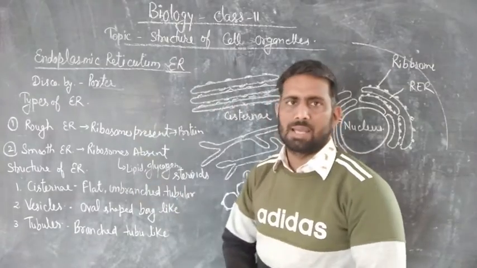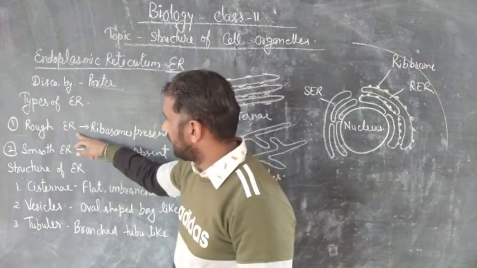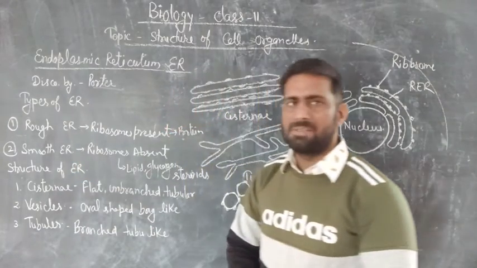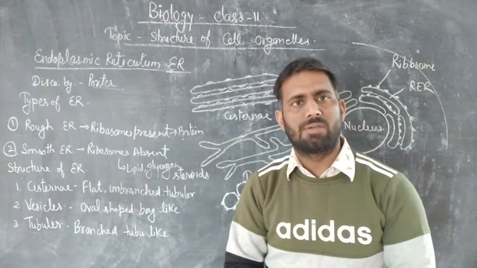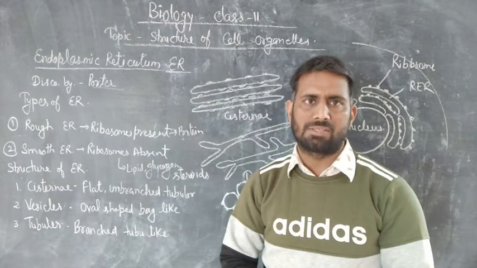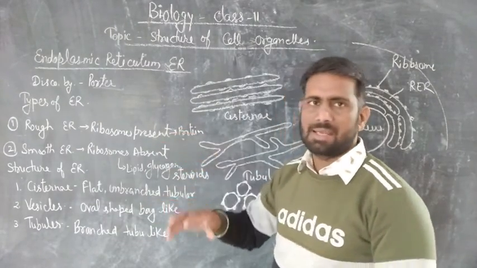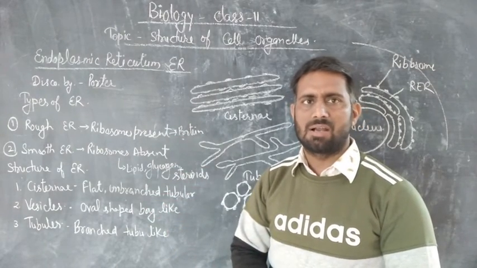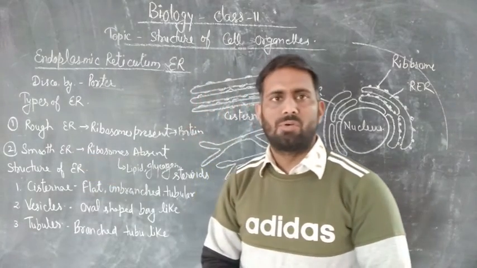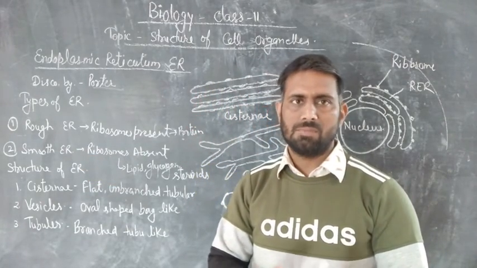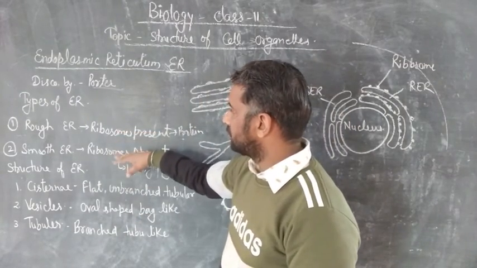ER is of two types: rough ER and smooth ER. Rough ER is that ER which has ribosomes attached on its surface. That ER is called rough ER, and the ER which has no ribosomes is called smooth ER. So there are two types of ER, rough ER and smooth ER.